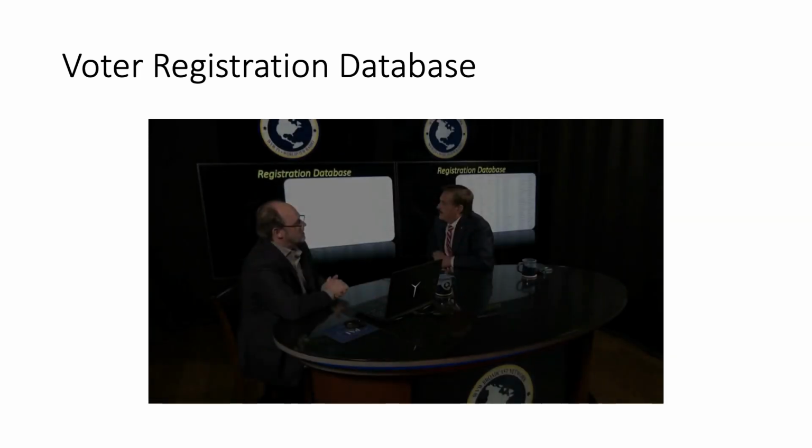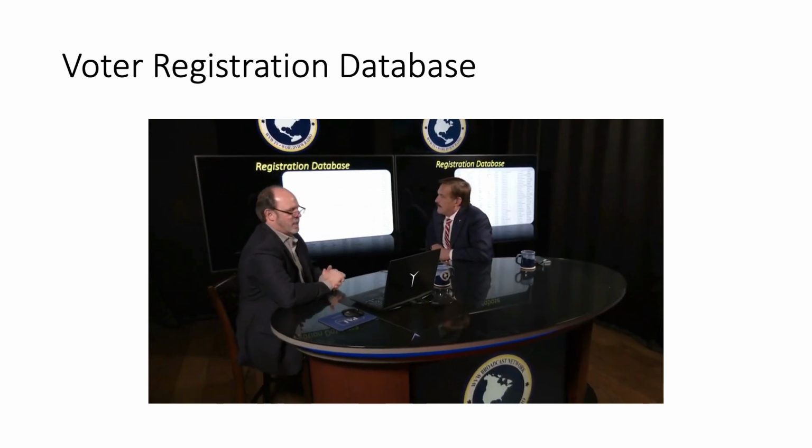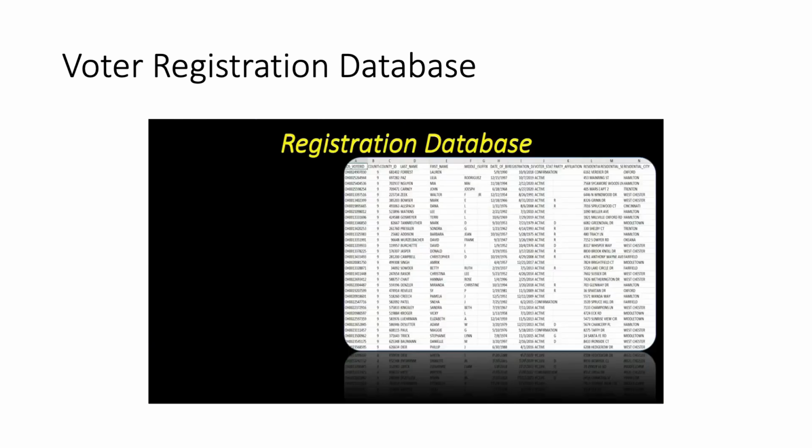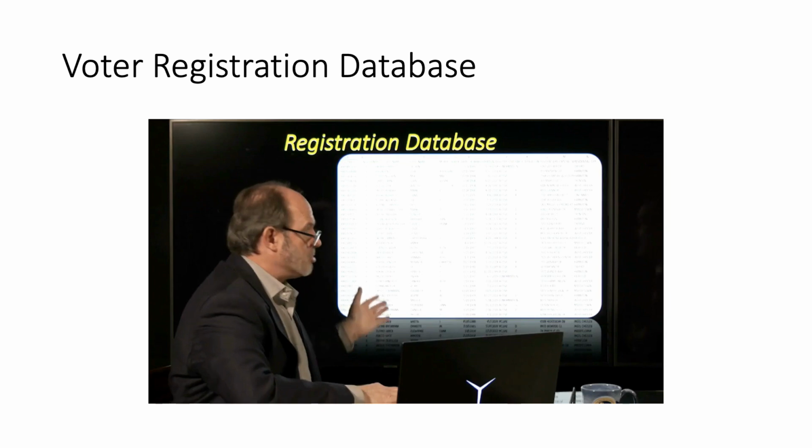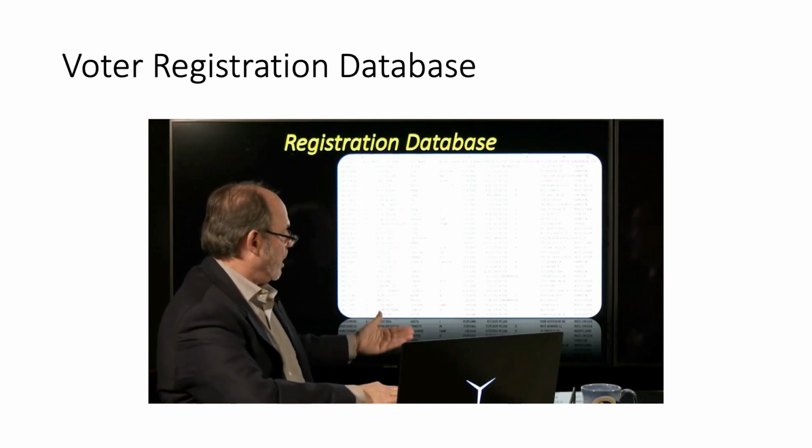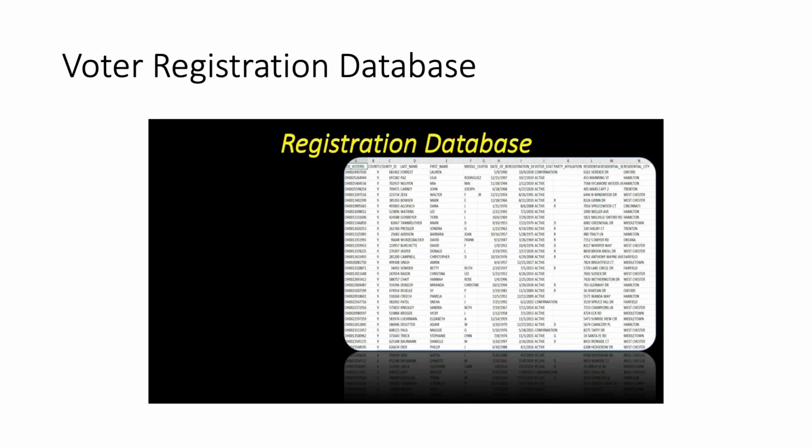The first thing you need to understand about the way elections are managed is they have what they call a registration database. This is for every precinct, every county in the country. They have one of these. Can anybody get this? In some states, you can download these for free. But some states, they're expensive.